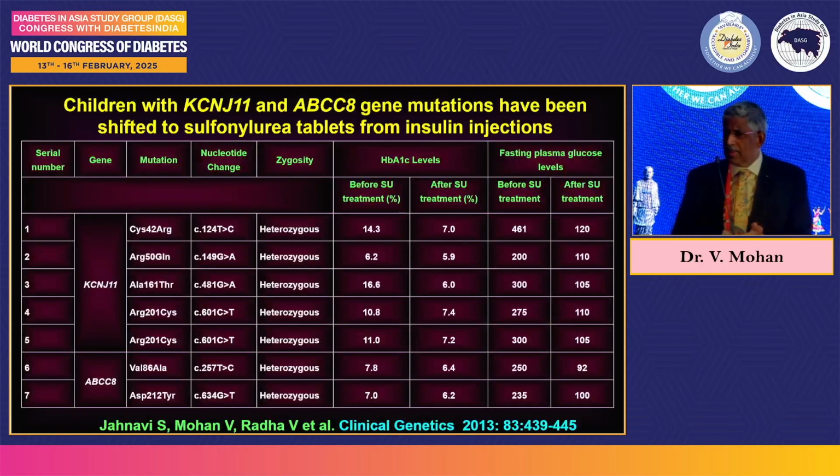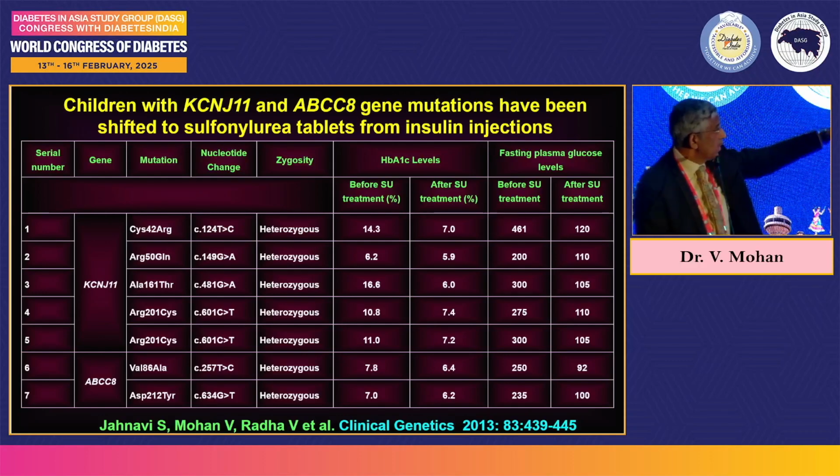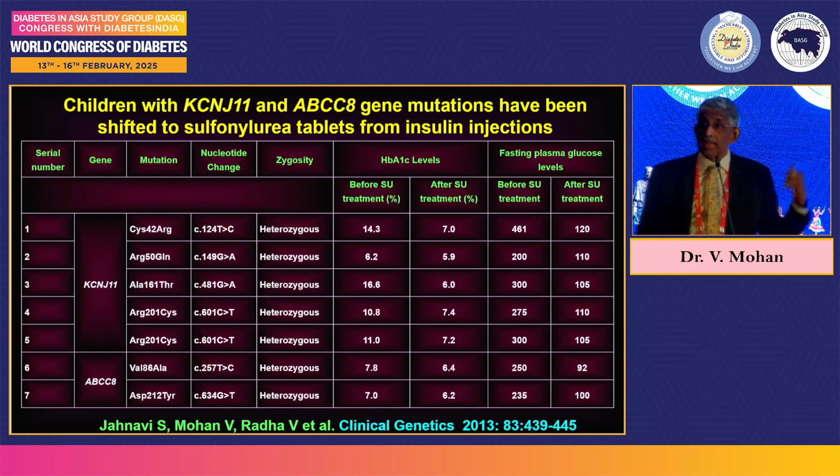Because we have had large numbers of neonatal diabetes cases. You can see the dramatic transition when they are on insulin. Look at the A1Cs. Look at the A1Cs once they've changed to sulfonylurea. This is just the first report.